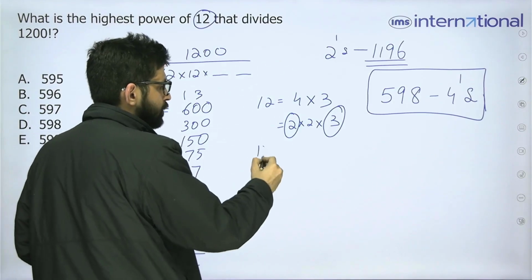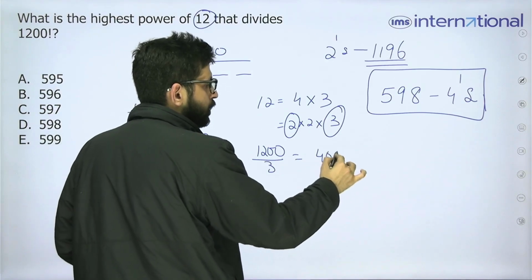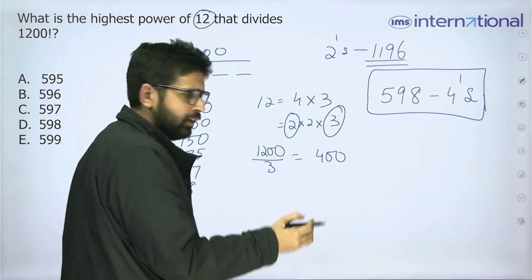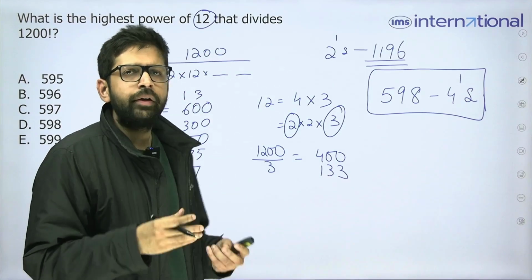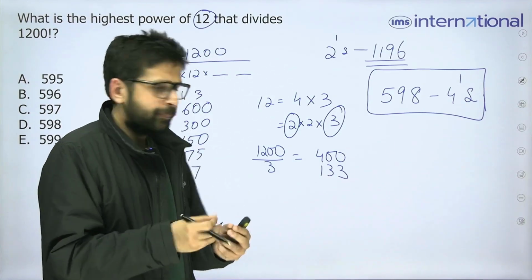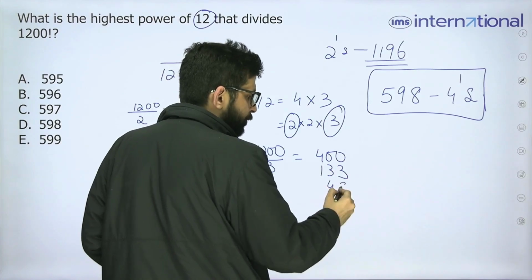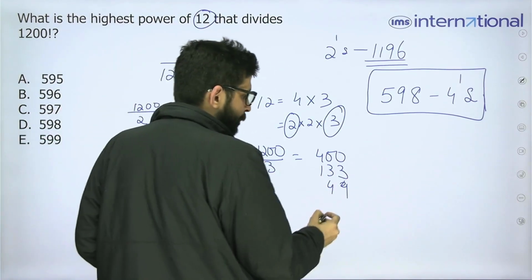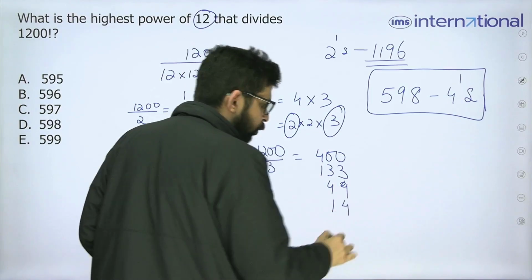So let's start. So 1200 over 3, that would be 400. Then I'll again divide this by a 3. That would be how much? 133. It's very important that your division skills are on point. 133 over 3 would be how much? 44. Right? 44 over 3 would be how much? This would be equal to 14.